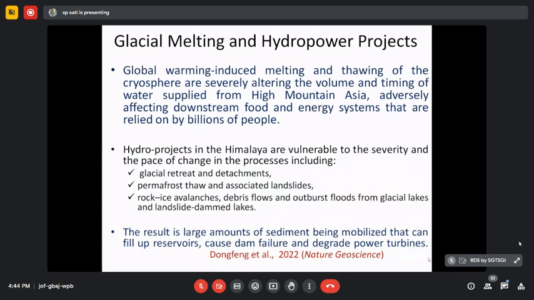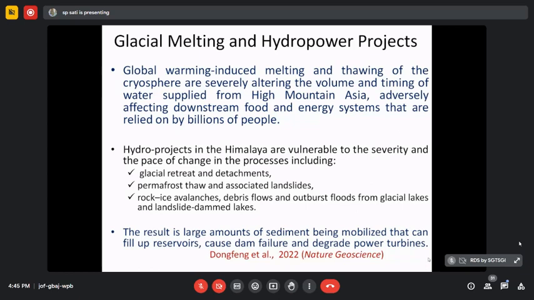Now, these are inferences not only from the high power committee; scientists have also published work which indicates that these hydropower projects are in danger because of these moraines in the valleys. The global warming induced melting and thawing of the cryosphere are severely altering the volume and timing of the water supplied from high mountain Asia, adversely affecting downstream food and energy systems that are relied on by billions of people. Hydropower projects in the Himalaya are vulnerable to the severity and pace of change in processes, including glacial retreat and detachment, permafrost thaw and associated landslides, rock ice avalanches, debris flows, and outburst floods from glacial lakes and landslide dam lakes.